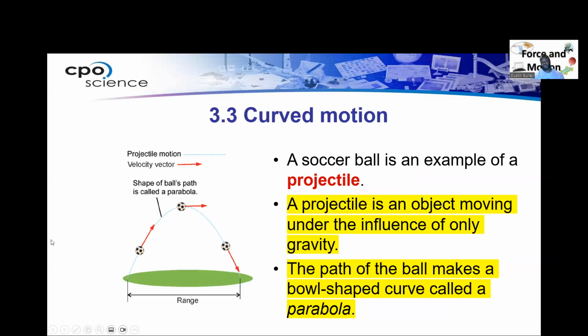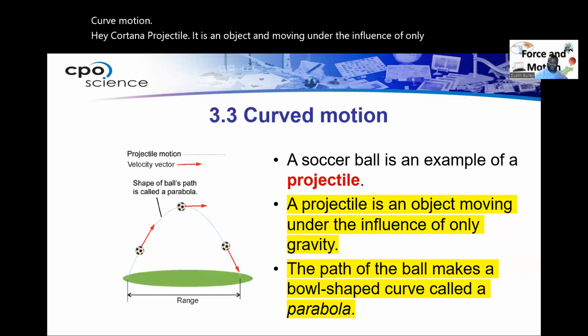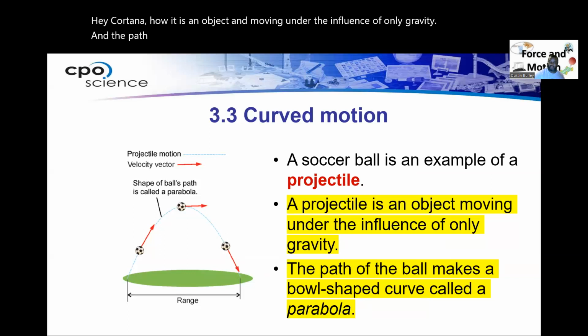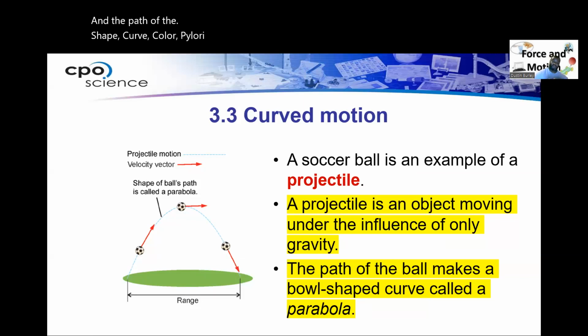Curve motion. A projectile is an object moving under the influence of only gravity. And the path of the ball, a curve shaped called a parabola, is the way that the ball is moving. So the shape of the path is determined by where you kicked it and how it's moving, which changes the velocity of the way it's going.